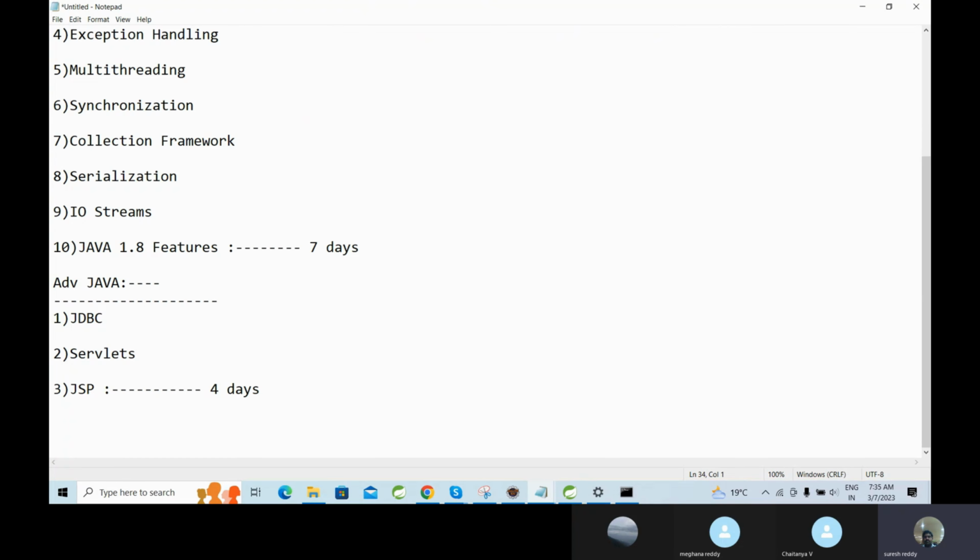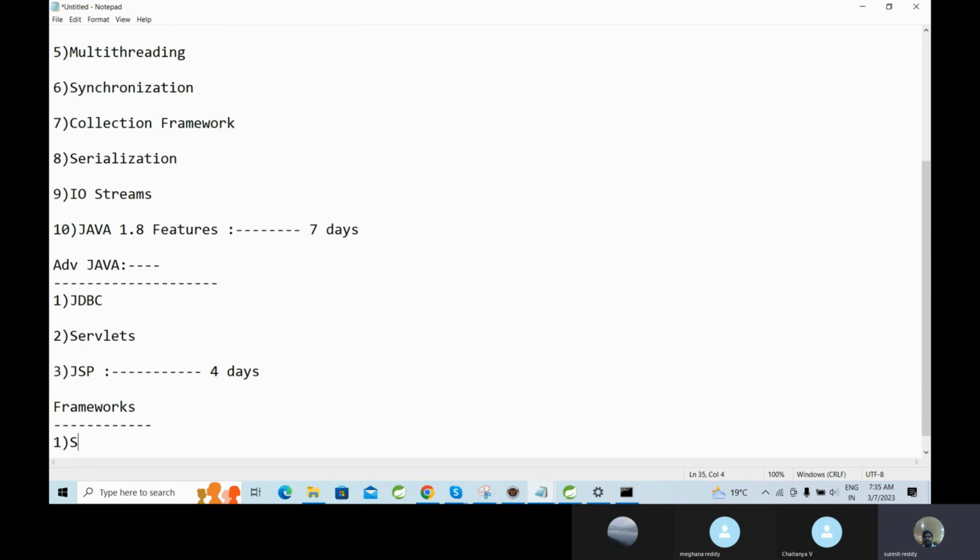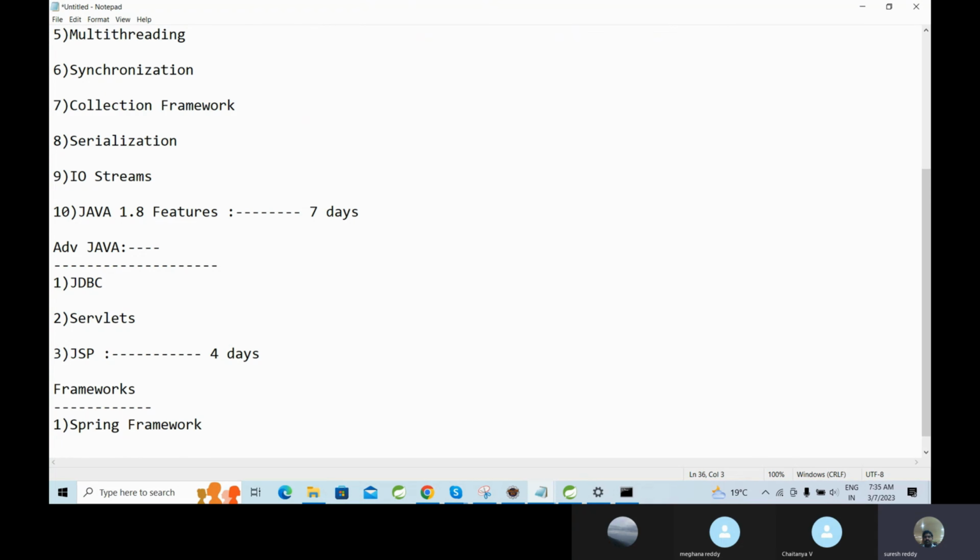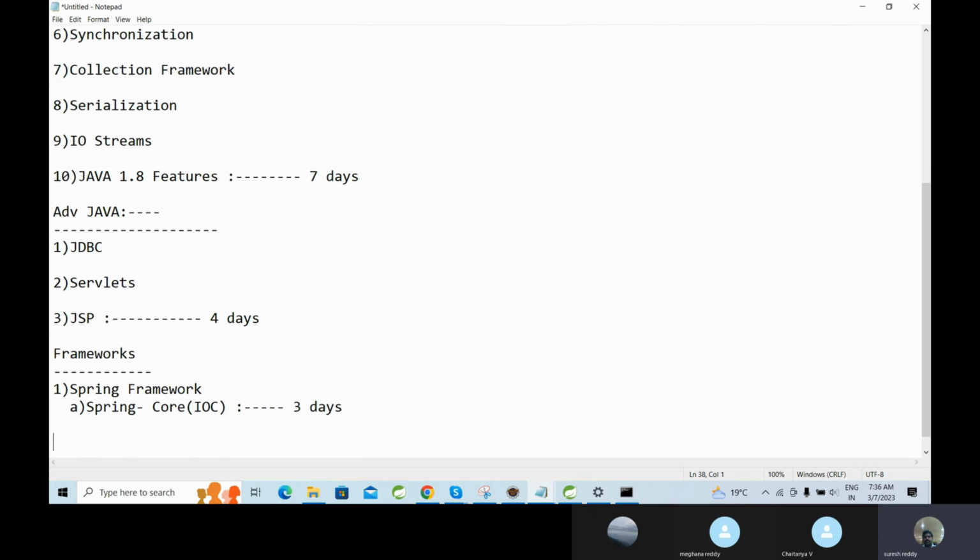Next after that, frameworks. In these frameworks, the first one is the Spring framework. In the Spring framework, again some modules are there. First one is Spring Core, known as IOC. This is for 3 days. Only Spring Core. Many topics are there, guys.